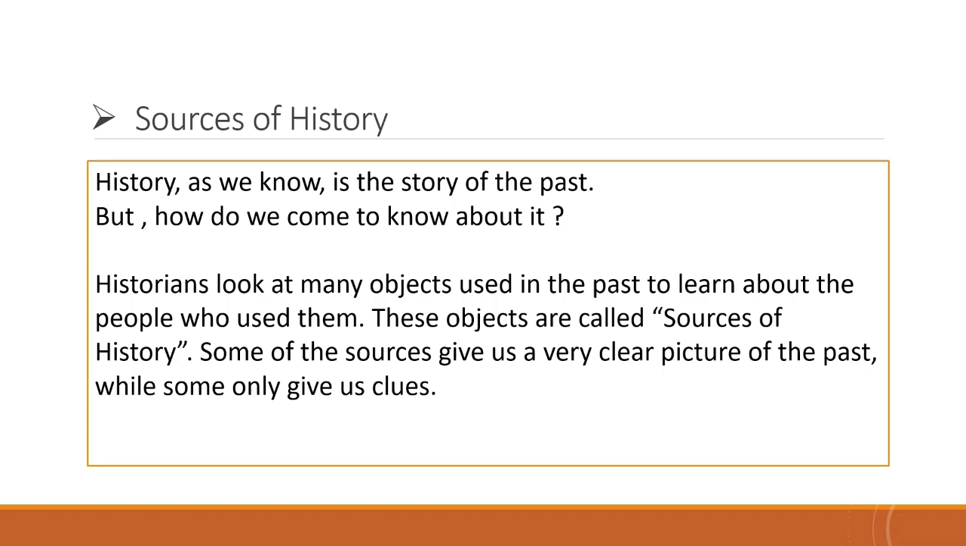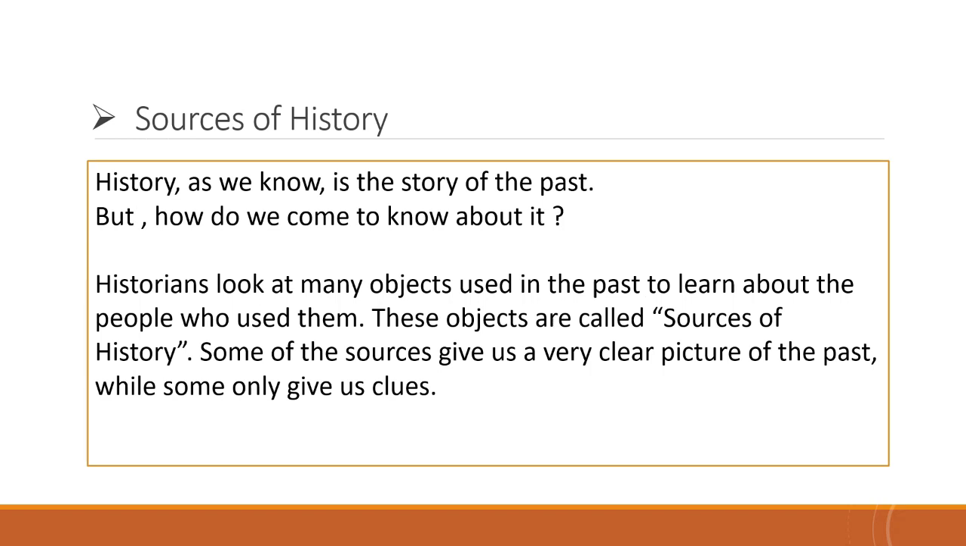History, as we know, is a story of the past. But how do we come to know about it? We come to know from what we call the sources of history. To learn about your own past, you can look at old photographs and old things you used in the past, isn't it? You can learn about your parents' past through what they and your grandparents tell you.